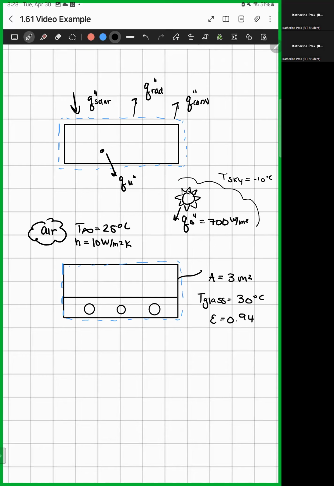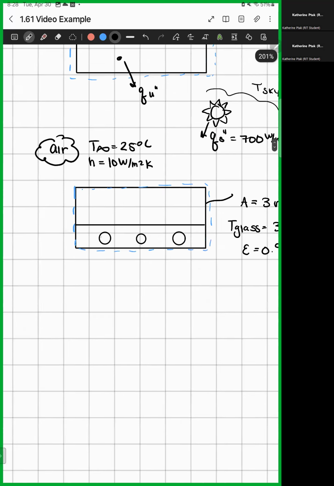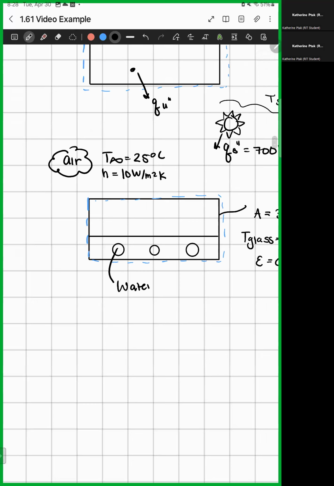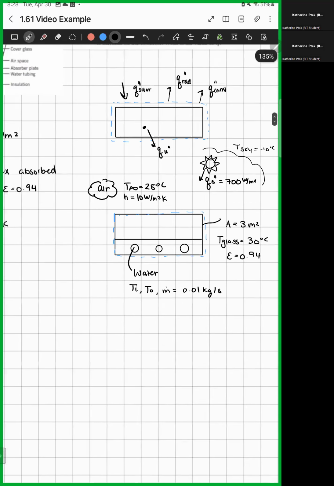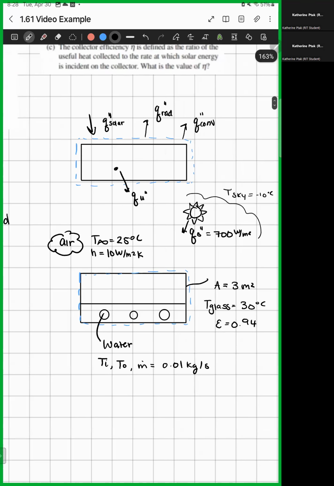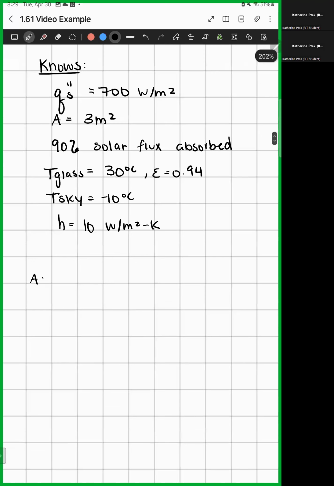Just note that Q_s is different than Q solar, which we'll go into a little later. Then we have water in here, where we have T in and T out. That's the temperature of the water as it comes into this little unit and the temperature as it comes out, and it's flowing at 0.01 kilograms per second. I think the combination of these two images makes it a little easier to understand. Now to go into some assumptions.